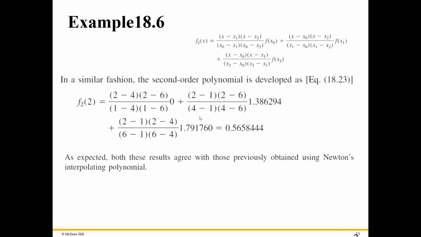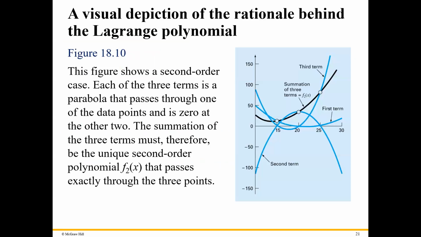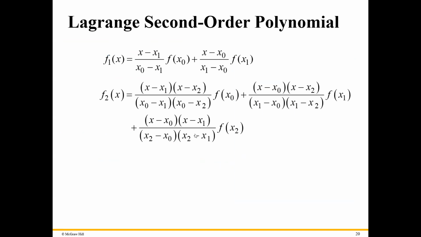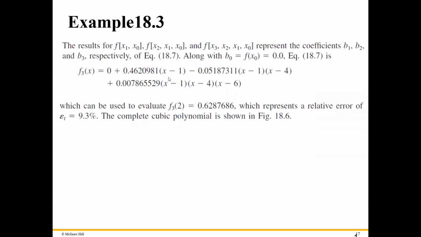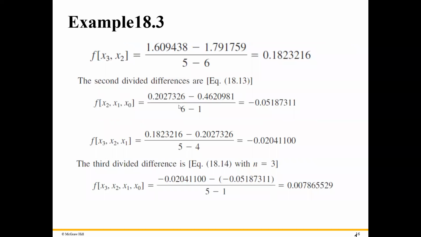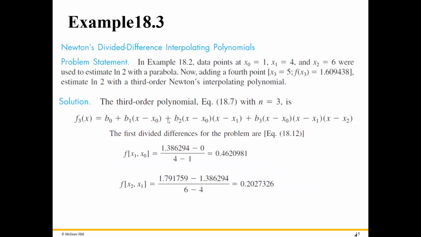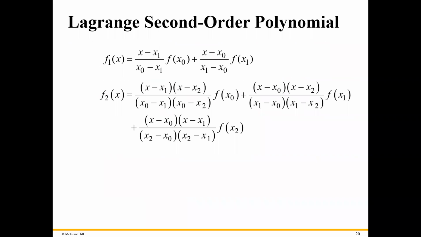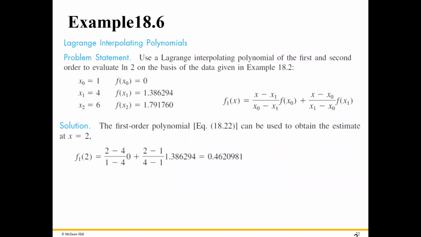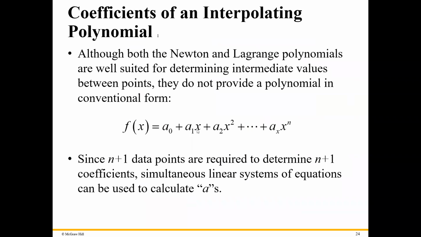For example, the polynomial which we get is in this form, x minus x1, x, something like this. The third order polynomial we get like this: b0 times x minus x0, x minus x1, and x minus x2, and so on, by Newton's formula or by the Lagrange formula.